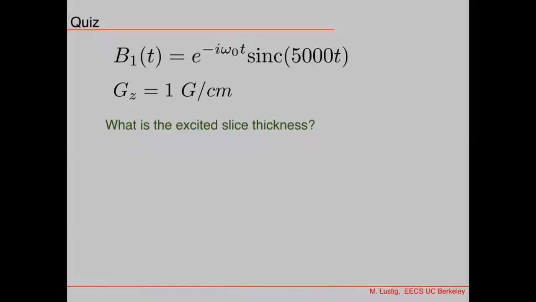So if we go through this exercise, the Fourier transform of B1 of t is, do we care about this? Does this matter for the slice thickness? What does this component determine?